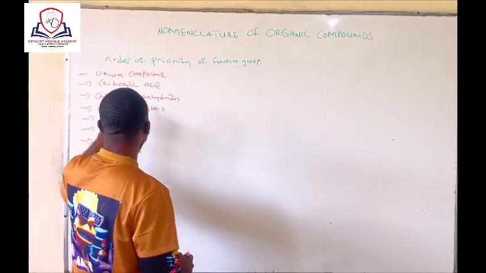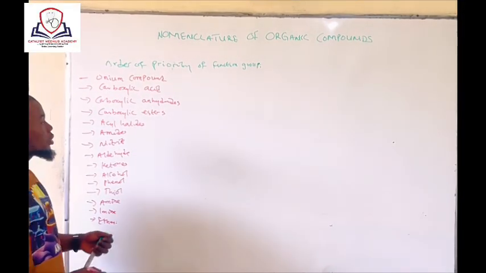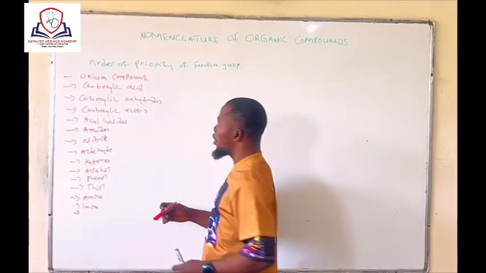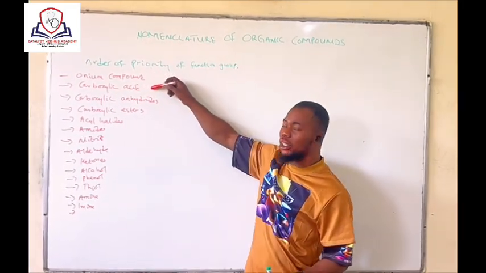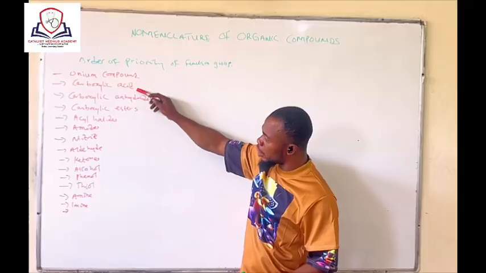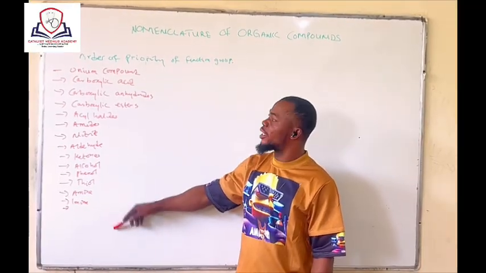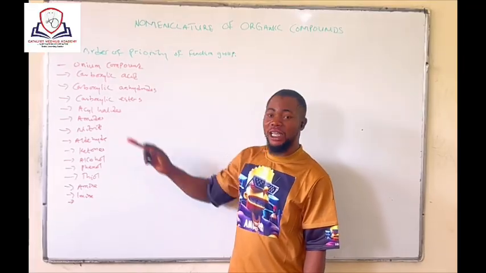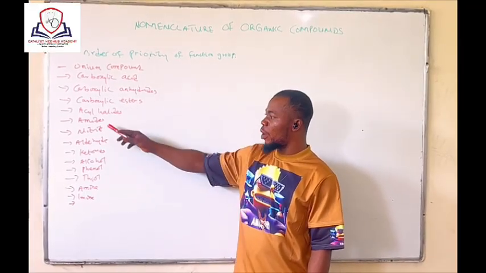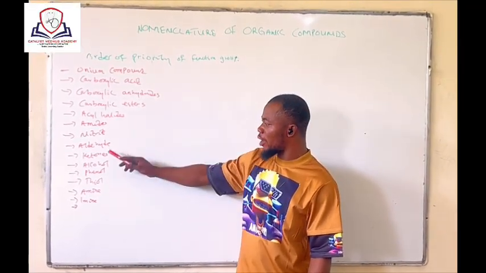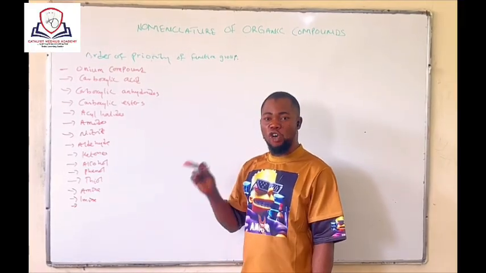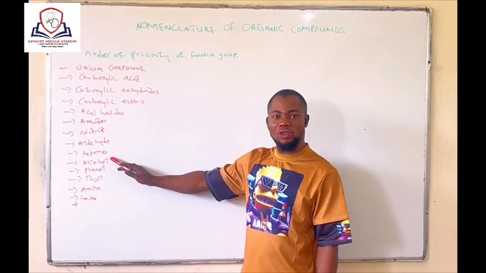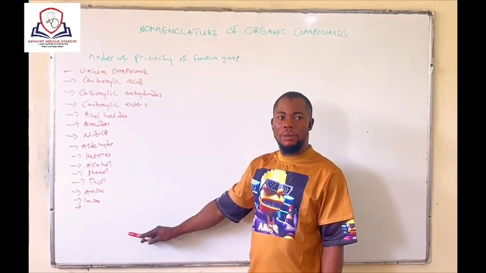Now, I want you to note the order of their priority. In this order, carboxylic acid has priority over any other functional group except the onium compound. If you are seeing acyl halide together with amide, acyl halide will be our parent name, whereby amide serves as the substituent. If you have aldehyde and ketone in a compound, the aldehyde will be our parent name, whereby the ketone serves as the substituent. This is their order of priority.